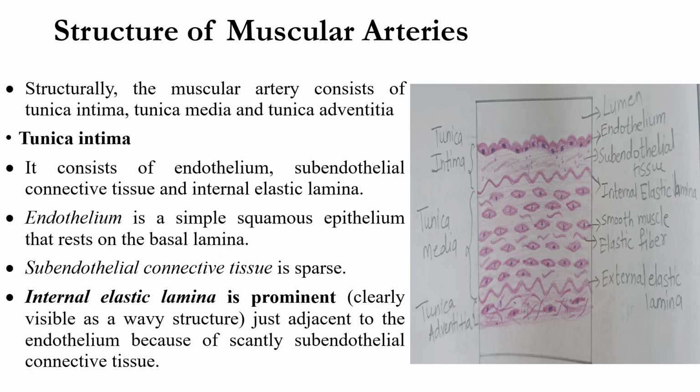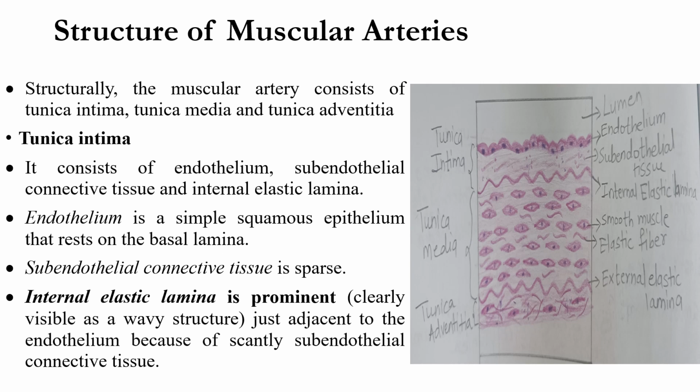And what changes occur from elastic to muscular artery? The elastic arteries will divide and redivide, and their diameter will decrease, their elastic fibers will decrease, and the smooth muscle fibers will increase to form medium-sized muscular arteries. Now, histologically, the muscular arteries again have three layers.